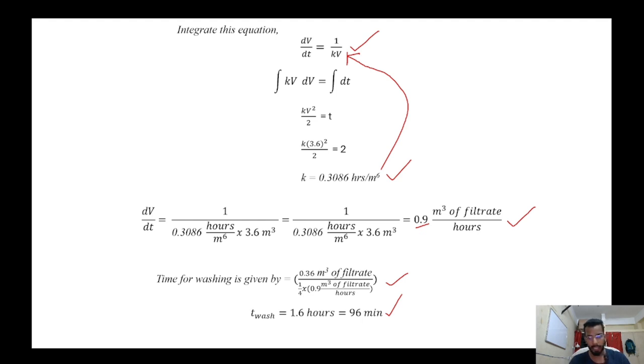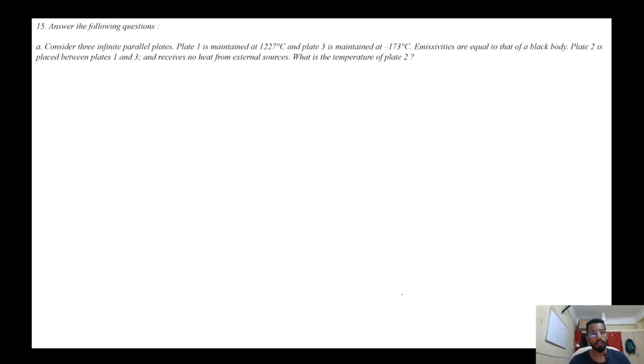Okay, so going to the next question. This is from heat transfer and very specifically from radiation. Consider three infinite parallel plates. Plate 1 is maintained at 1227 degrees Celsius and plate 3 is maintained at minus 173 degrees Celsius. Emissivity are equal to that of the black bodies. That means all the emissivity of the plate is equal to 1. Plate 2 is placed between the plate 1 and 3 and receives no heat from the external source. What is the temperature of the plate?